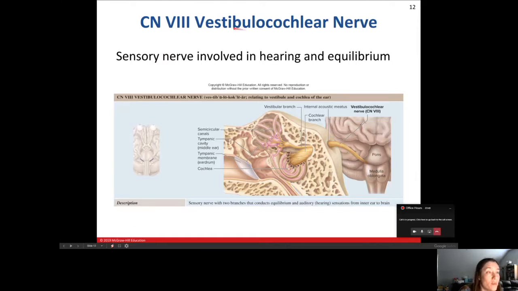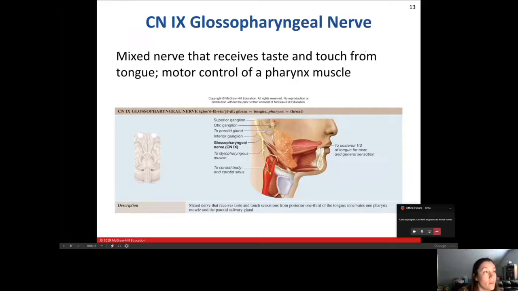Cranial nerve 8 is vestibulocochlear, and this is all about the ear. So it's going to go into the inner ear, so it's important in it's sensory for hearing as well as balance and equilibrium. Once again, we'll learn more about this whole apparatus here in lab in 2 weeks when we get to the sensory system.